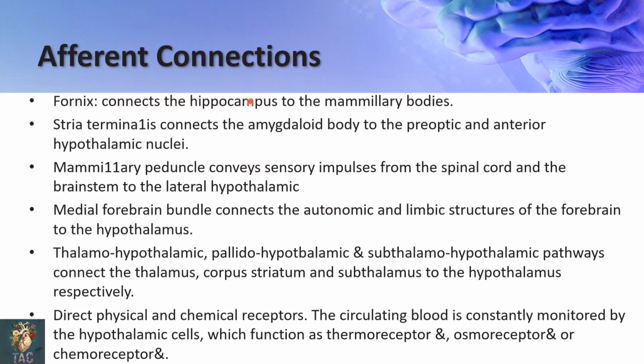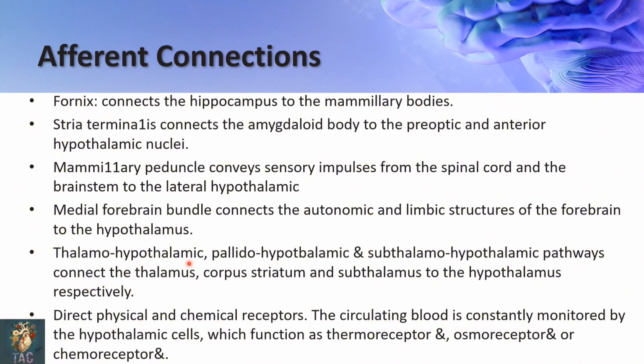Then the different afferent connections of the hypothalamus. First, the fornix, which is important: it connects the hippocampus to the mammillary body, forming part of the Papez circuit. Then the stria terminalis, which connects the amygdaloid body to the preoptic and anterior hypothalamic nuclei. Again important, the mammillary peduncle conveys sensory impulses from the spinal cord and the brainstem to the lateral hypothalamic areas. The medial forebrain bundle connects autonomic and limbic structures of the forebrain to the hypothalamus.